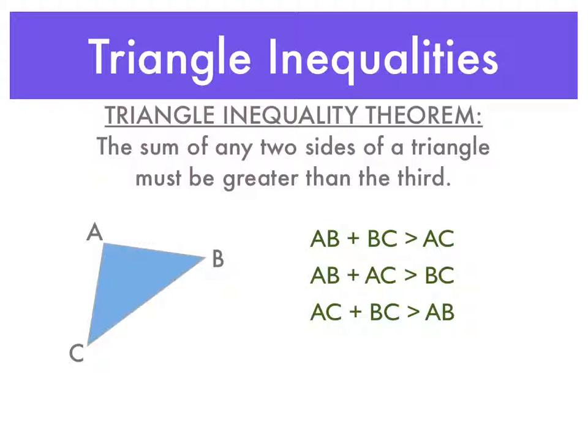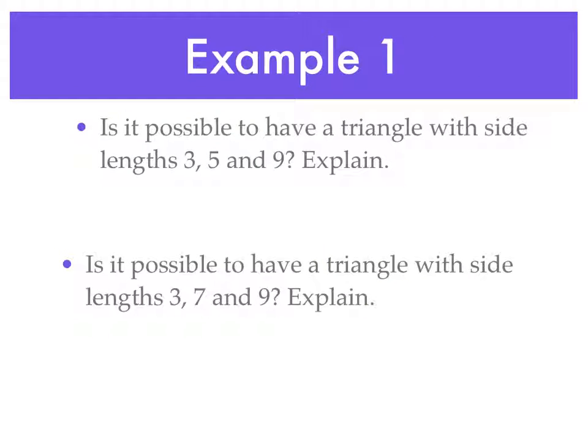So when I hand you a set of 3 numbers and I say, will this work? You don't have to check every combination, even though technically you're supposed to. The only one that might not work is the 2 smallest. You need to check and make sure they're bigger than the biggest. Okay? So 3, 5, and 9, would that work? Why not?